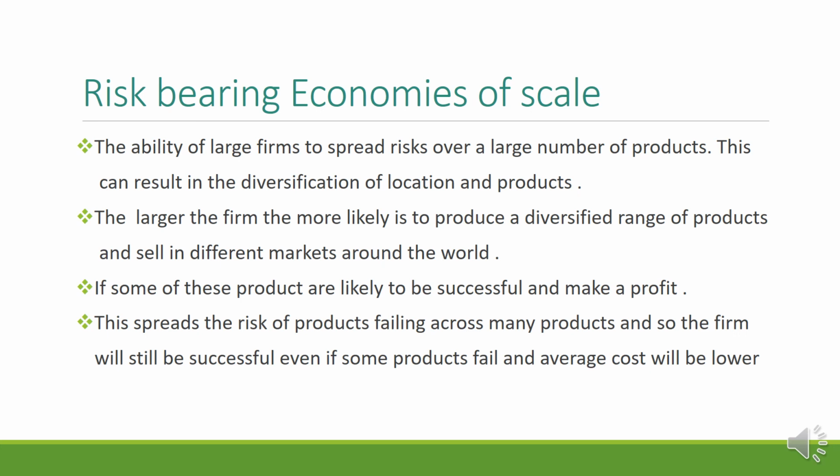Understood? In the same way, the larger firms are more likely to produce a diversified range of products and sell them in different markets around the world. If some of these products are successful and make a profit, that spreads the risk of product failure across many products, so the firm will still be successful even if some products fail. The average cost will be lower. Understood? They are spreading their risk across a number of products, so what will happen? Their average cost will be lower. Their risk of getting a loss will be lower so that they can be successful in their particular business. Did you get it? This is called risk-bearing economies of scale.